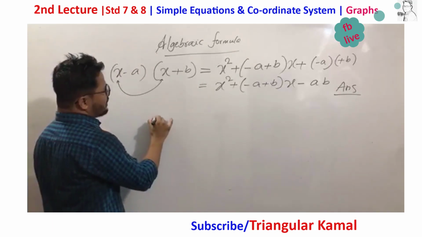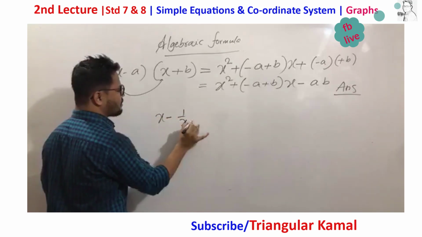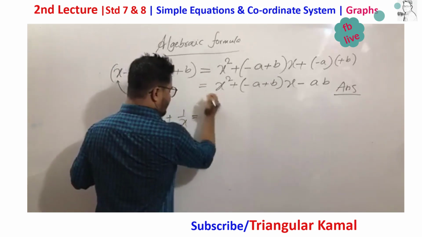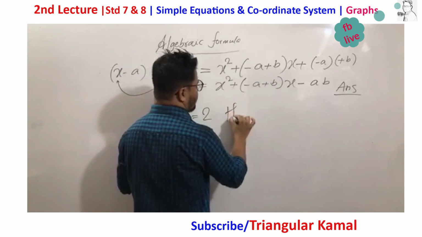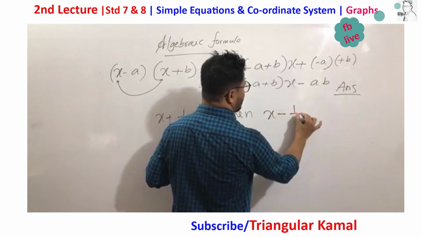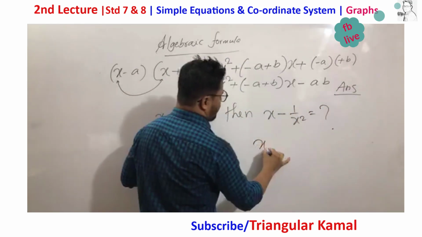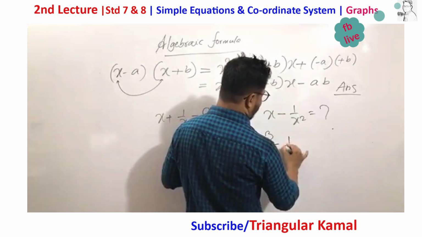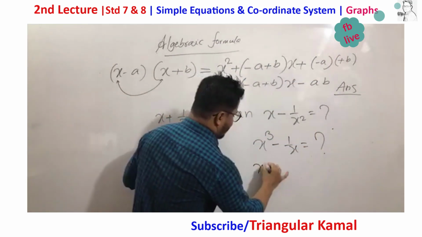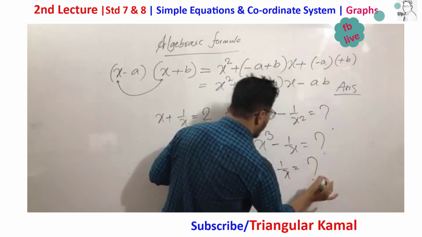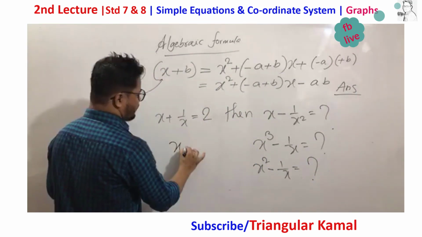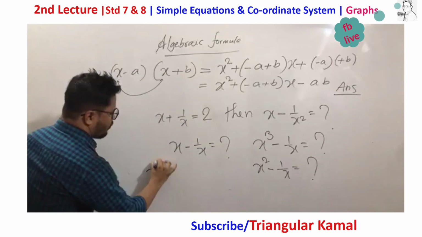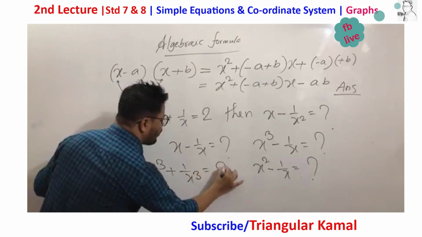Like in maximum case, we see in the example x minus 1 by x or x plus 1 by x equal to, 1 by x equal to, then x minus 1 by x square equal what, or x cube minus 1 by x equal what, or x square minus 1 by x equal what, or x minus 1 by x equal what, or x cube plus 1 by x cube equal what.